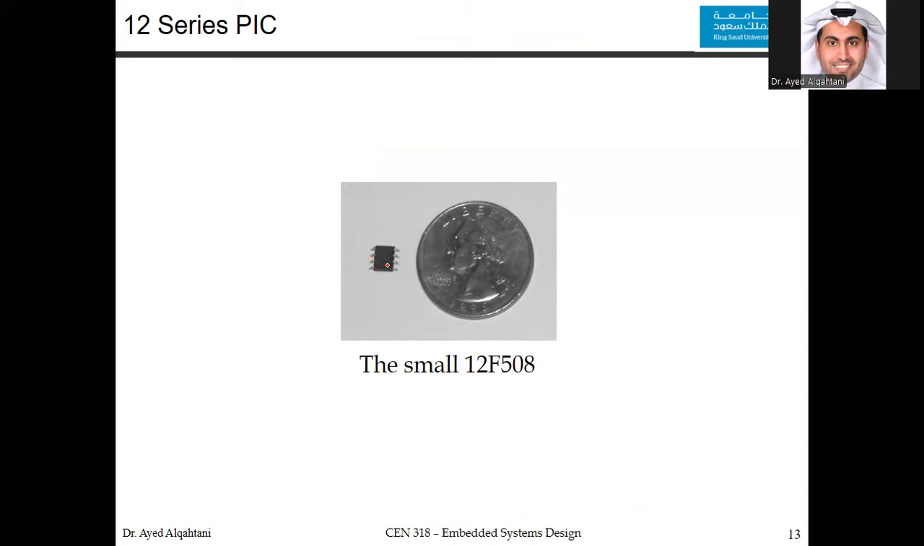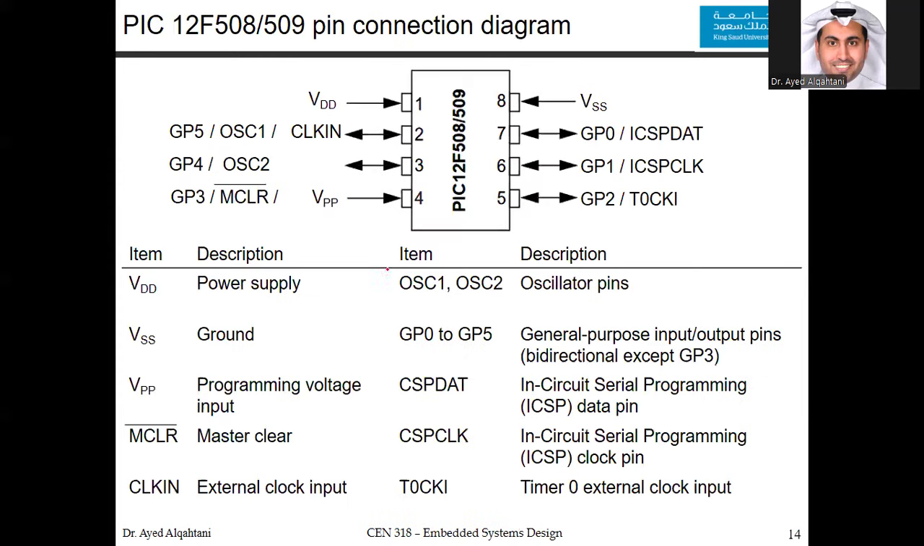This is compared to a 1 cent coin, and you can see that it is very, very small. From the looks of it, you see that it has 8 pins. And we will zoom inside to understand the capability of this microcontroller. The name of it is PIC12F508/509.